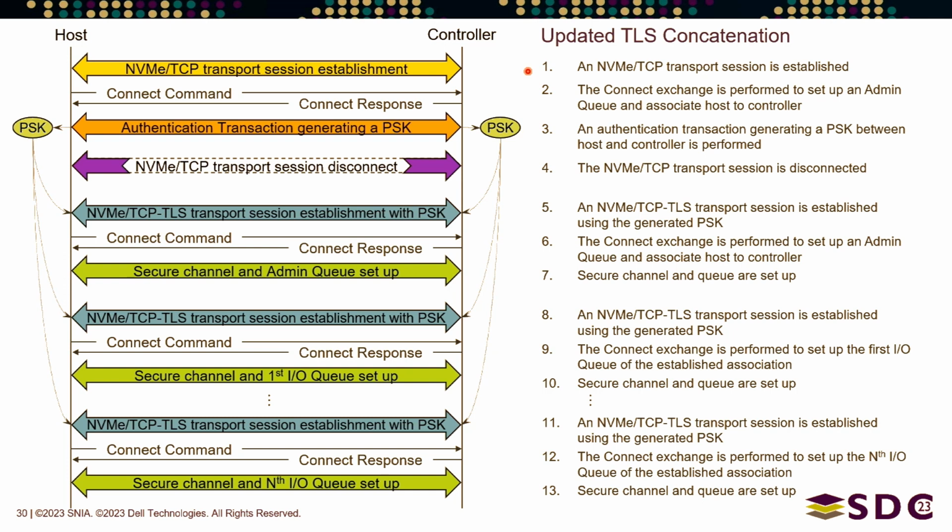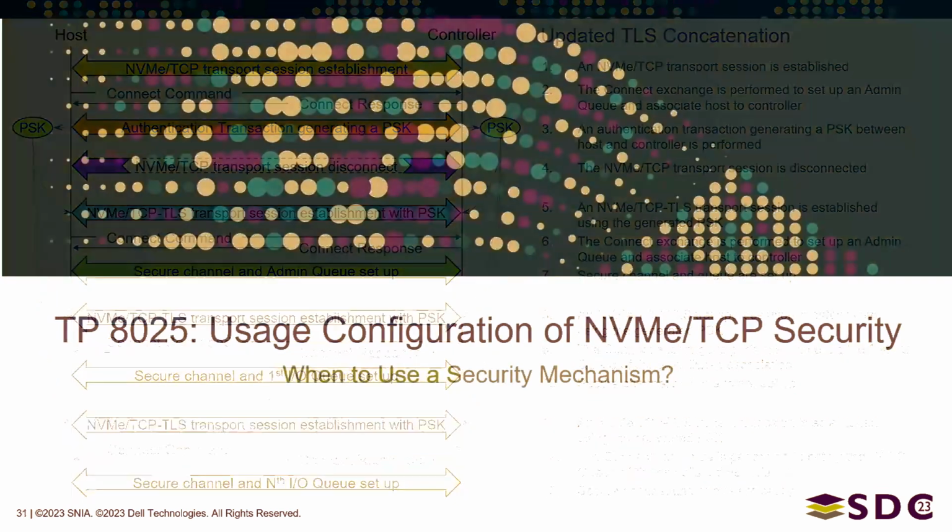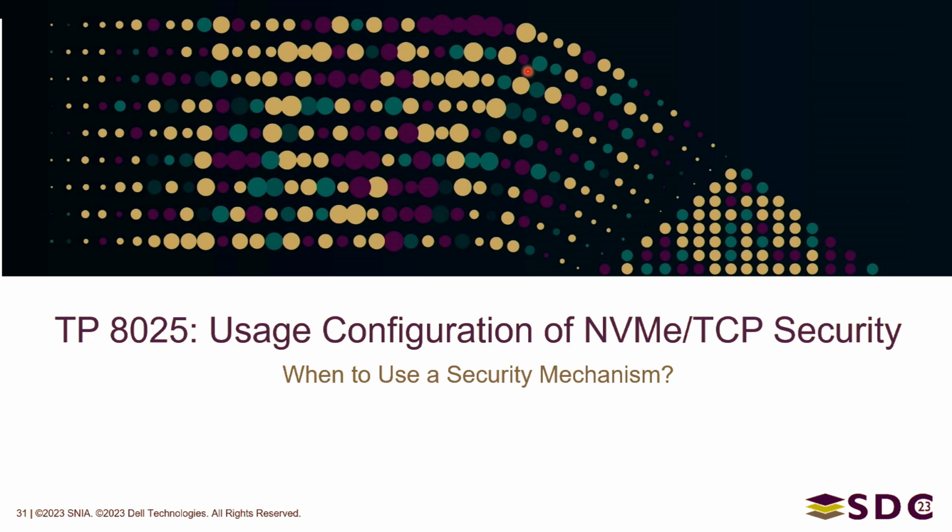So this is the first set of updates, the ones related to TP8018. Another item that also came out is, okay, we defined an authentication protocol, we defined a secure channel protocol, TLS and so on, and how to put them together, but when do we use DHM matchup? When do we use TLS? Or when do we use TLS concatenation? Is it decided by the host? Is it decided by the subsystem? When do we use a specific security mechanism? That is something that was left unspecified.